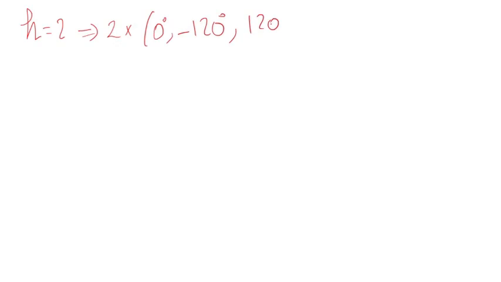So if you have harmonic order of 2, then we'll take 2 times 0 degrees, minus 120 degrees, 120 degrees, which is equal to 2 times 0 is just 0, 2 times minus 120, which is minus 240 degrees. 2 times 120 is 240 degrees.